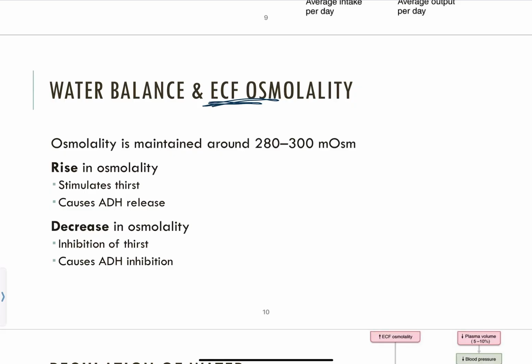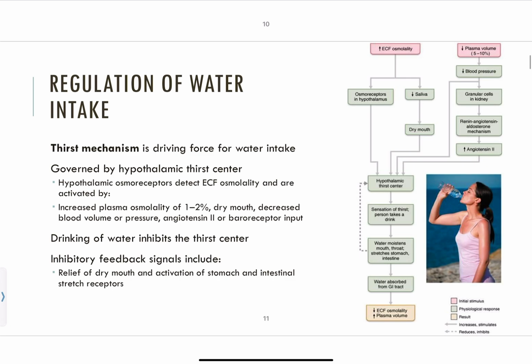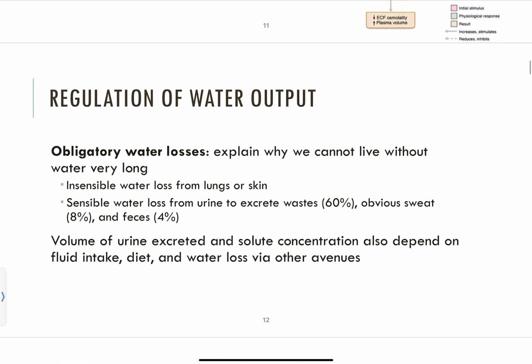If we're talking about a decrease in osmolality, meaning we have a very dilute fluid in our extracellular space, that means we have plenty of water, so we would want to inhibit our thirst mechanism in our hypothalamus and inhibit ADH release, so the excess water stays in our filtrate and eventually leaves our body as urine. So you can go in and take a look at this flow chart that ties everything together if you want. Let's see what else.